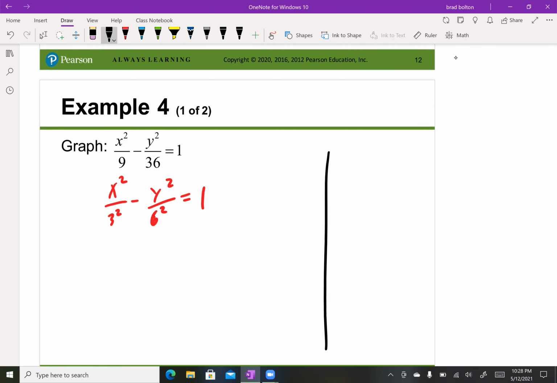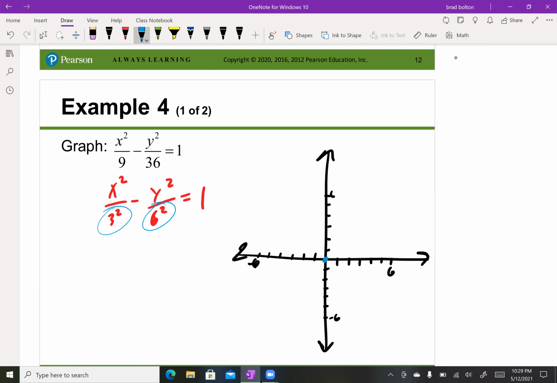So what I'm going to do now is I'm going to draw this invisible rectangle. Now, remember, this rectangle is not part of the actual graph. This is not the hyperbola, but this is a guide that we use to help us draw our hyperbola. So I'm going to use these values just like I would with the ellipse from the center. So here's our center. And I'm going to walk over 3. 1, 2, 3. And I'm going to put points right here. And then I'm going to walk up 6. 1, 2, 3, 4, 5, 6. Put a point here.